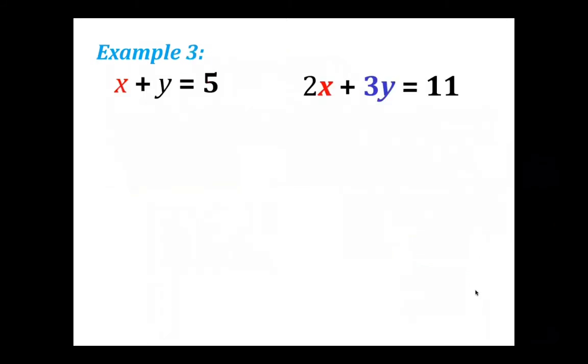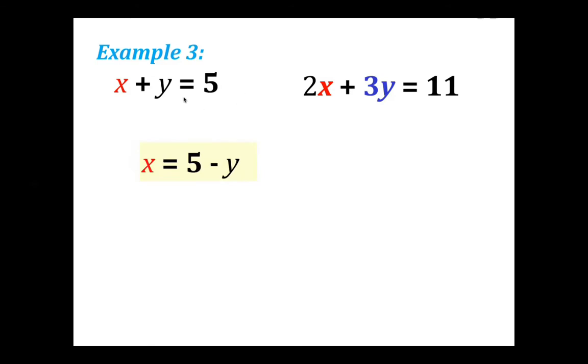Here is our next example. We have x plus y equals 5, and 2x plus 3y equals 11. Now notice this time we don't have any equations that are set to an isolated variable like x or y. So we're going to have to take one of these equations and use inverse operations to set it to an isolated variable. I'm going to go ahead and use x plus y equals 5 since it's the simpler equation between the two, and we wouldn't have to do too many steps to rearrange it.